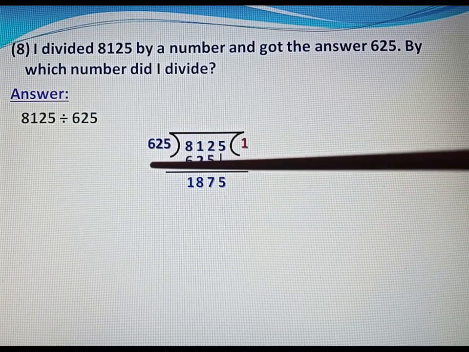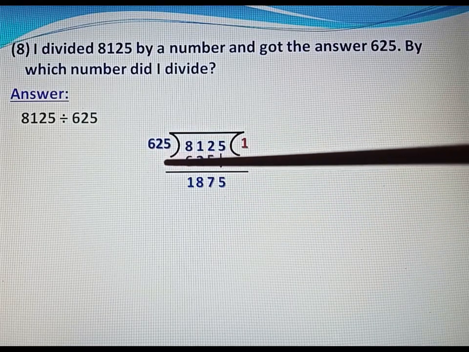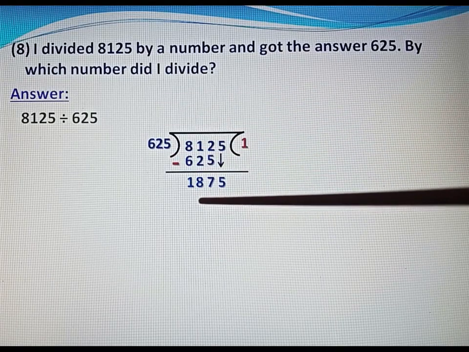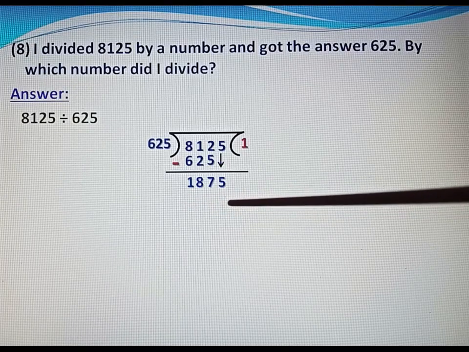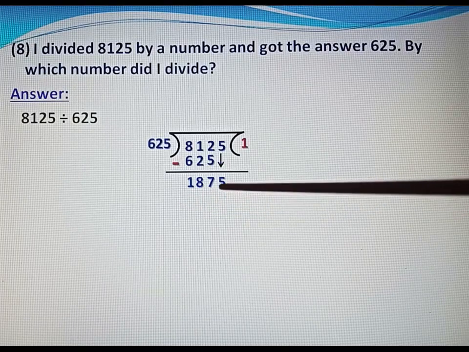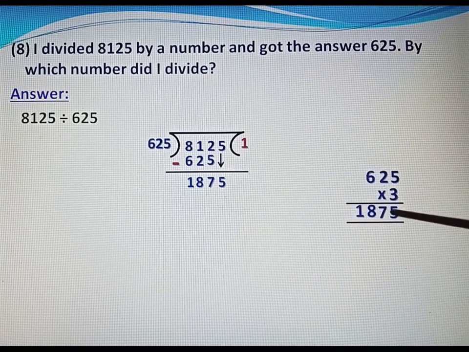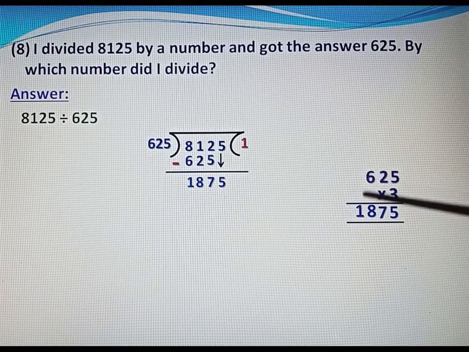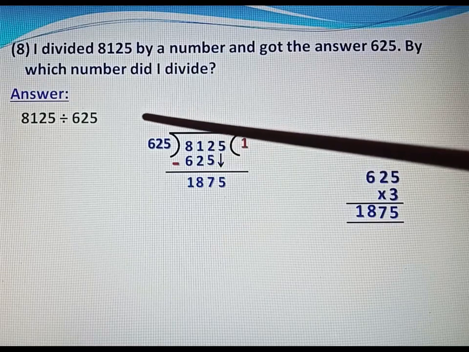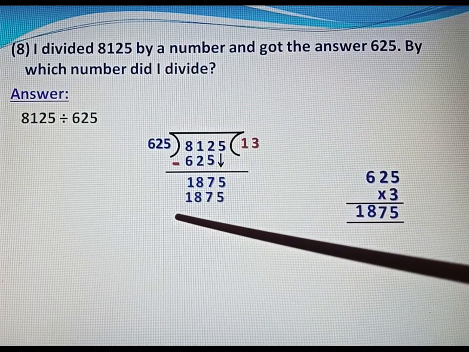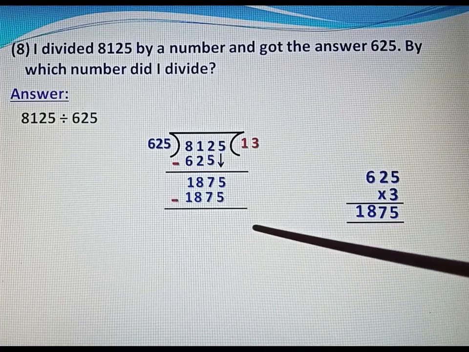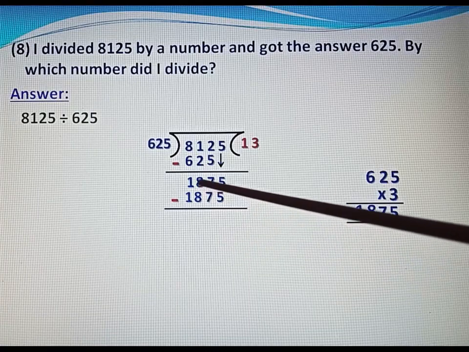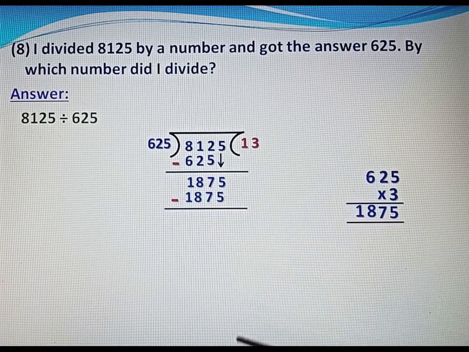Now we will again multiply 625 by that number so that it is equal to 1875 or less than 1875. It should not be greater than 1875. Multiply 625 by 3. See, 3 5s are 15, 1 carry, 3 2s are 6 plus 1 is 7, 3 6s are 18. So we will multiply 625 by 3, that is 1875. And then we will do subtraction. This 5 minus 5 is 0, 7 minus 7 is 0, 8 minus 8 is 0, 1 minus 1 is 0.